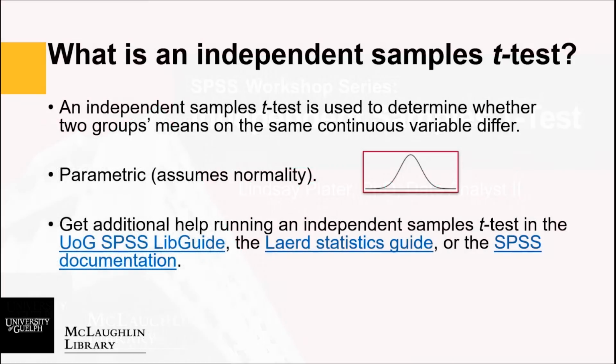So, what is an independent samples t-test? An independent samples t-test is used to determine whether two groups' means on the same continuous variable differ. This is a parametric test, so it assumes normality. Data must follow our typical bell-shaped curve.